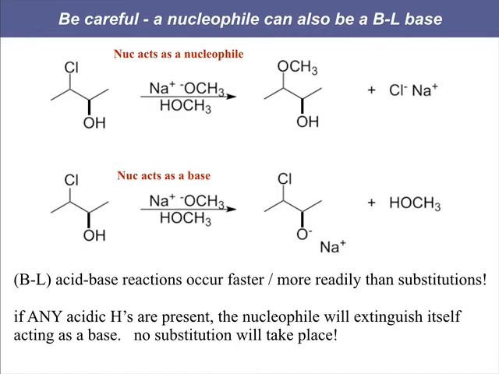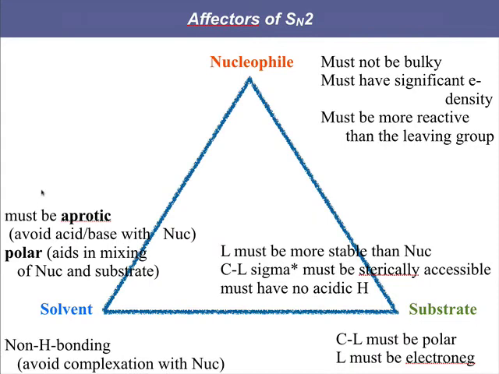So there are some tricks that we can use in the event that we actually need a protic solvent, but in general, you want a polar solvent to aid in mixing that is aprotic, non-hydrogen bonding. We want to avoid interaction or complexation with the nucleophile. We want the solvent to help dissolve the nucleophile, but we don't want the nucleophile to be more attracted to the solvent than it is to the substrate. So keep these three things in mind.